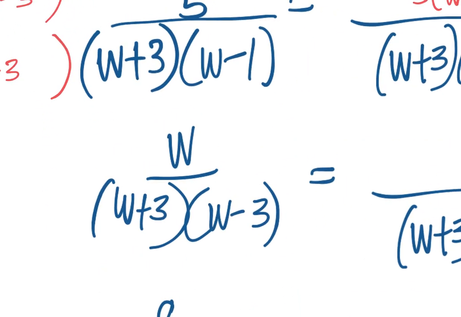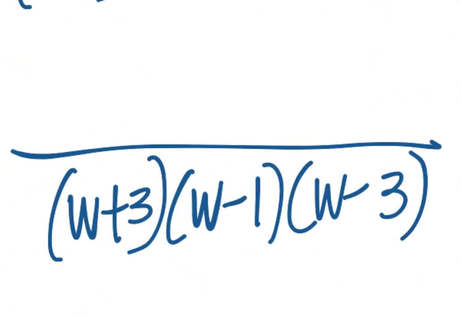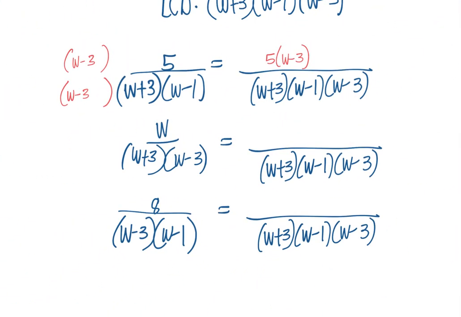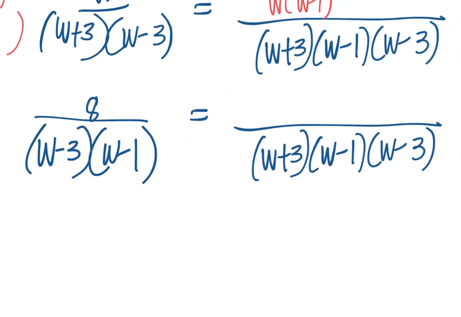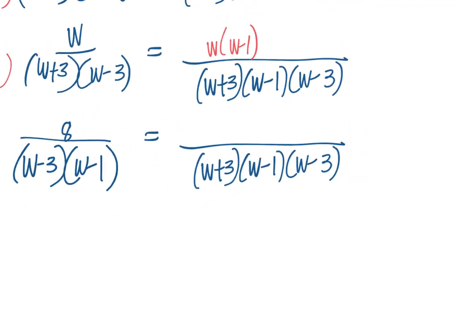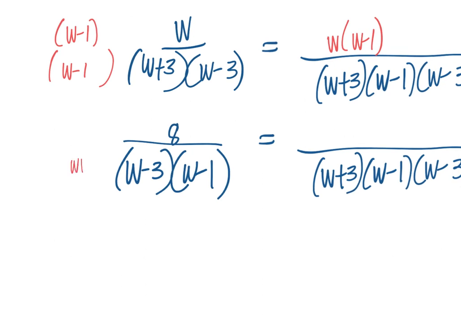Now this one, w plus 3 times w minus 3, compared to w plus 3, w minus 1, w minus 3. So this one was missing a w minus 1. So multiply the top and bottom by w minus 1, and we end up with w times w minus 1. This one here, w minus 3, w minus 1, compared to w plus 3, w minus 3, w minus 1. That one's missing a w plus 3. So 8 times w plus 3.